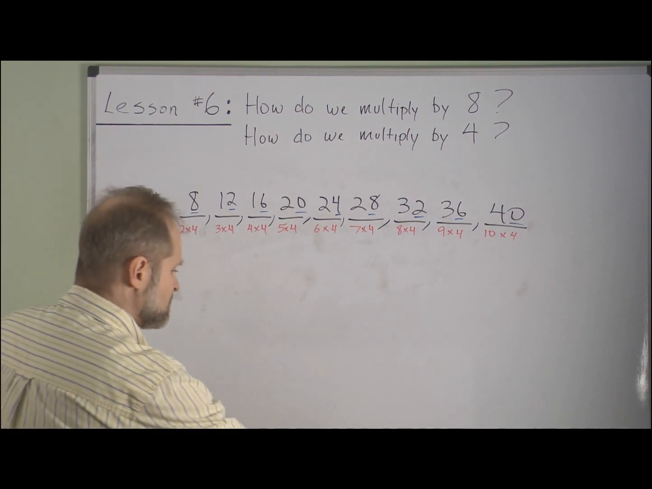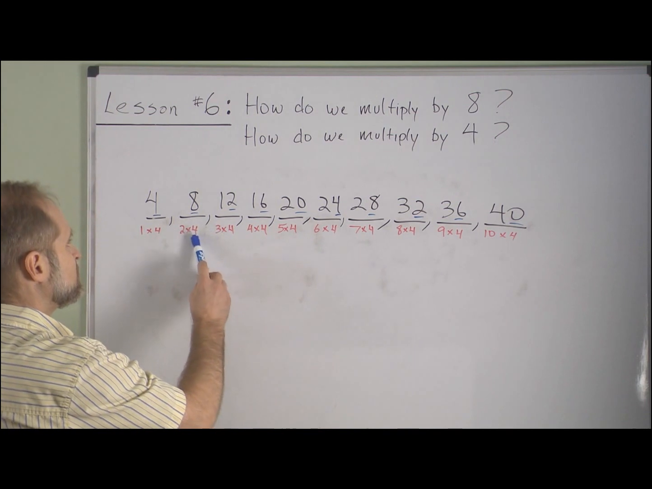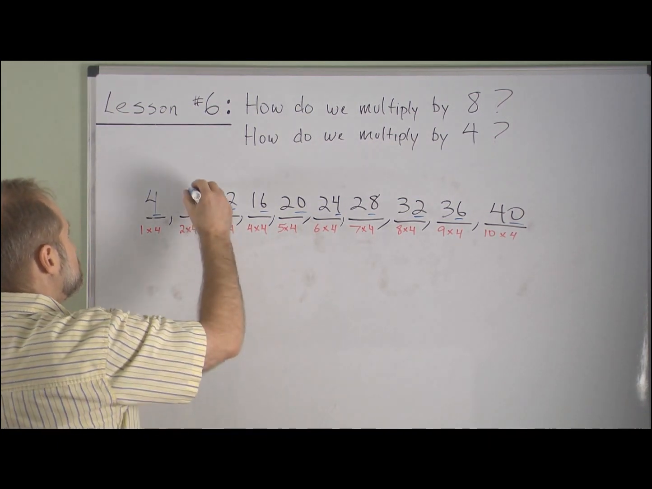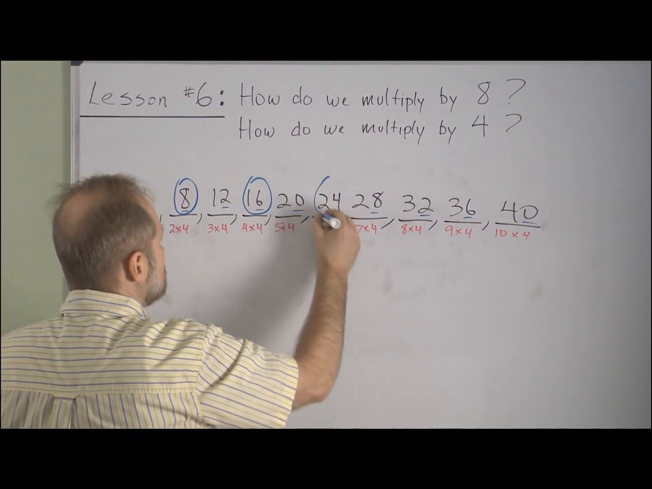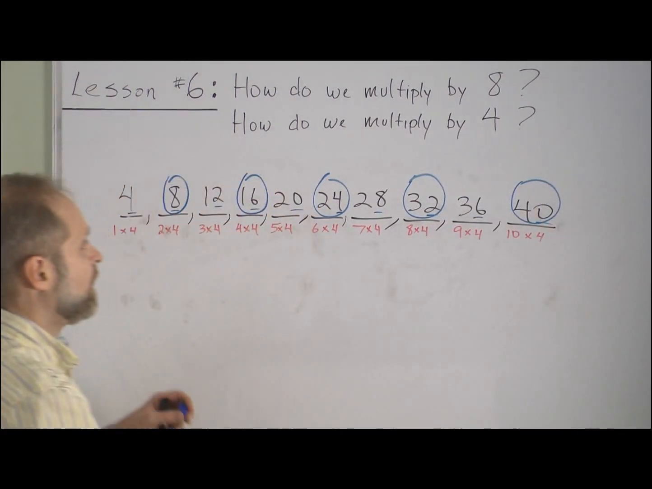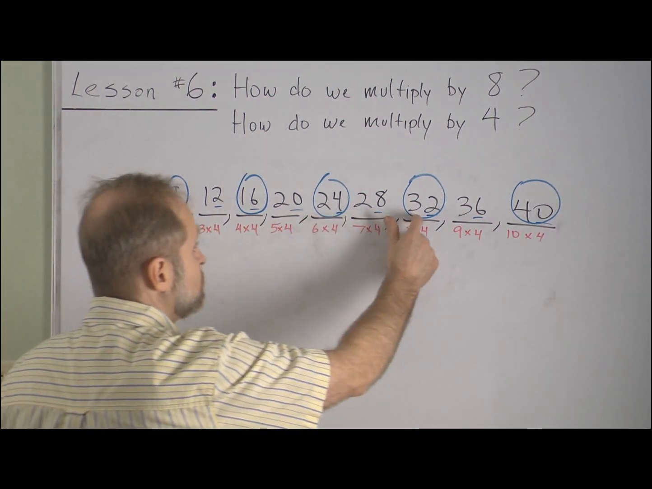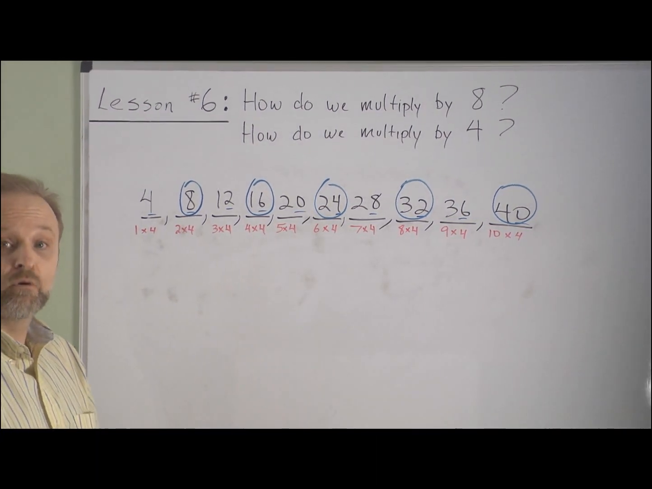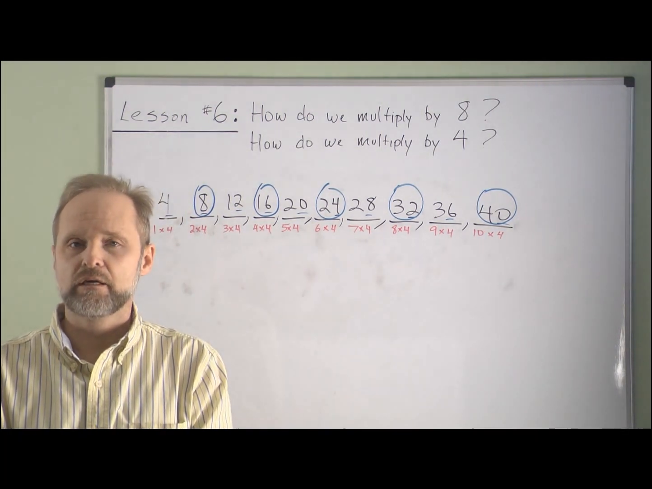Let's go ahead and take a look and see if there's something else that we notice. Well, if you compare this to your skip counting by 8s, one thing you realize is that this number, this number, this number, these are all on our list of skip counting by 8s. 8, 16, 24, 32, 40. Why? I want you to pause the video and give that some thought. Why would they be on that list of skip counting by 8s?